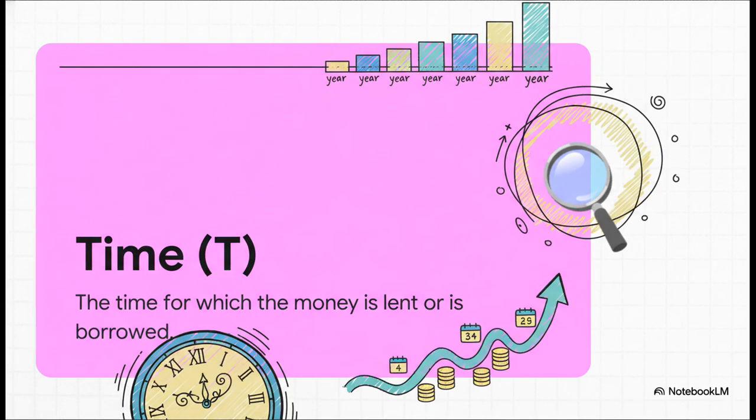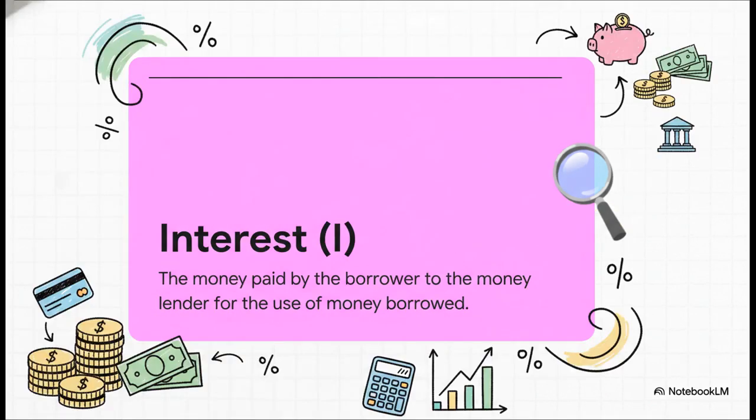Our third ingredient is time. Pretty straightforward, right? It's just how long the loan or investment lasts. Now, here's a key detail you have to remember. For these calculations, we're almost always talking about time in years. That's what keeps all the math consistent. And that brings us to the final piece, interest itself. This is the result you get when you mix the other 3 ingredients together. It's either the fee you pay for the privilege of borrowing money, or on the flip side, it's the reward you get for letting a bank use your money.